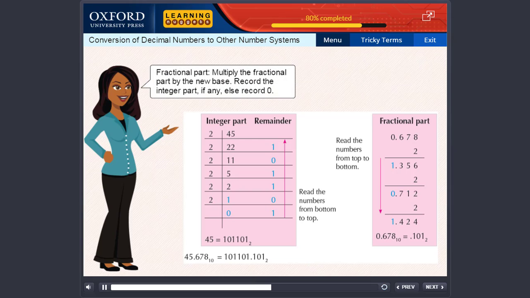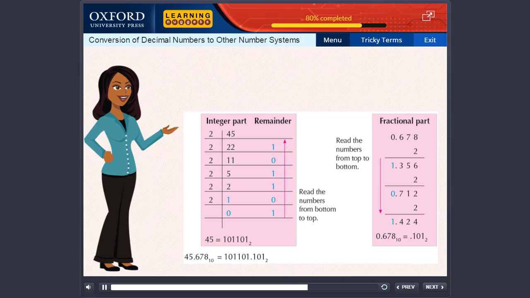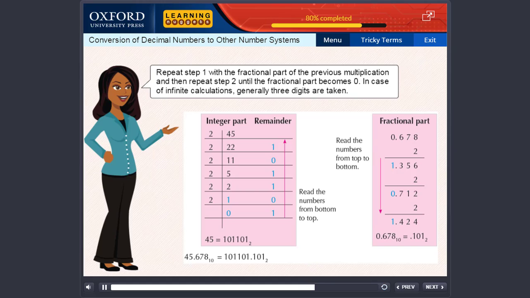Fractional part. Multiply the fractional part by the new base. Record the integer part if any, else record 0. Repeat step 1 with the fractional part of the previous multiplication, and then repeat step 2 until the fractional part becomes 0. In case of infinite calculations, generally 3 digits are taken.